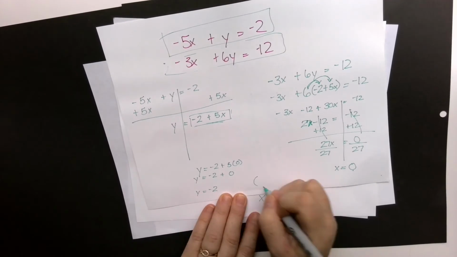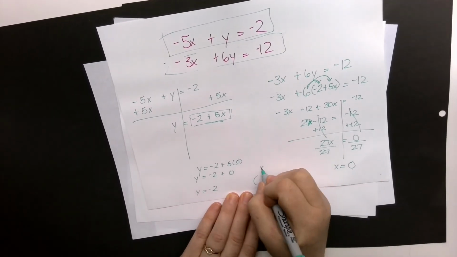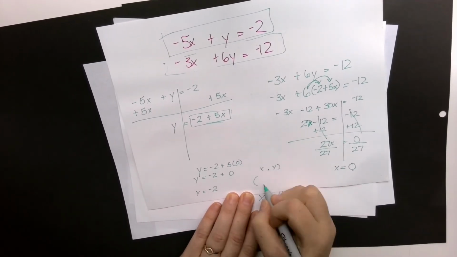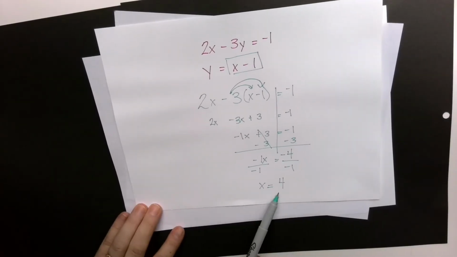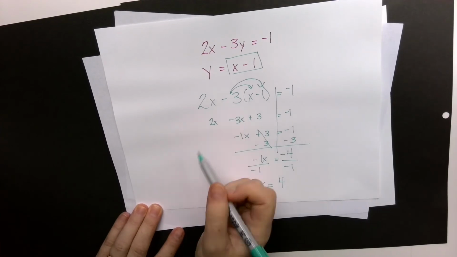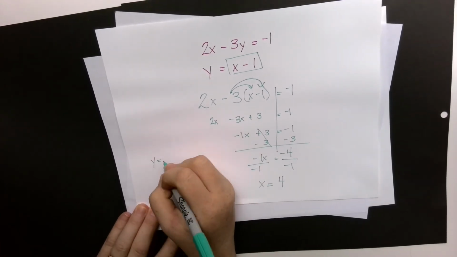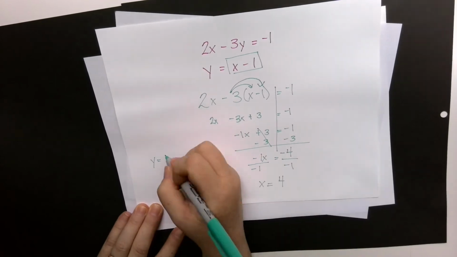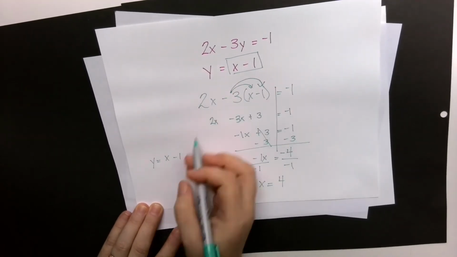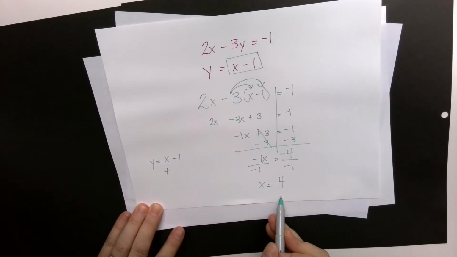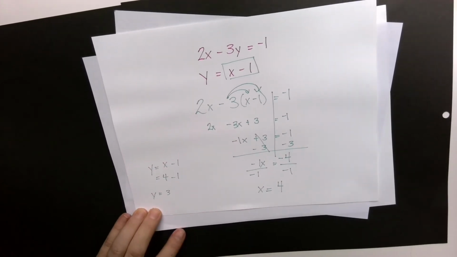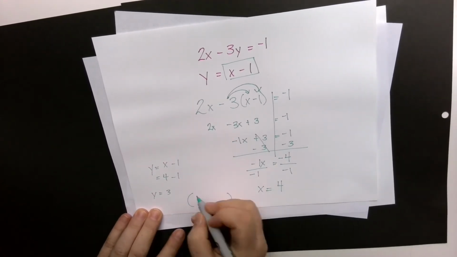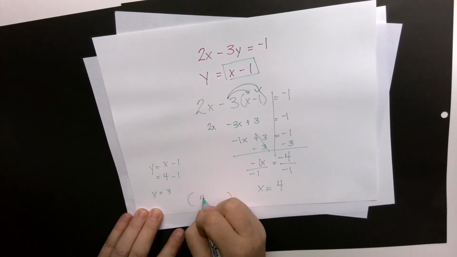And so if I were going to write my answer, again, we always write x and then y. And so my answer would be 0, negative 2. Let's jump back and look at this one. We got to x is equal to 4, but we did not go back and substitute it in, so let's do that. We know that the equation was y equals x minus 1. And so I'm going to substitute in 4 minus 1, and so y is equal to 3. Okay? And so if I'm going to write that answer out, that solution is going to be 4, 3.